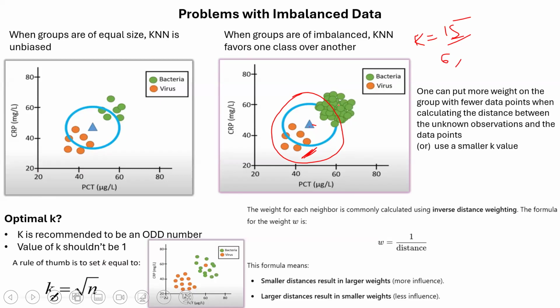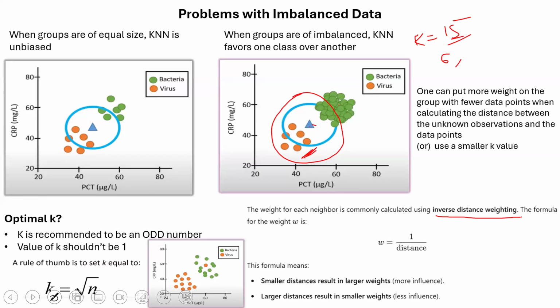Or the other way is you can put more weight on groups with fewer data points when calculating the distance between the unknown observations and the data point. What does this weighted calculation basically mean? The weight of each neighbor is commonly calculated using inverse distance weighting.